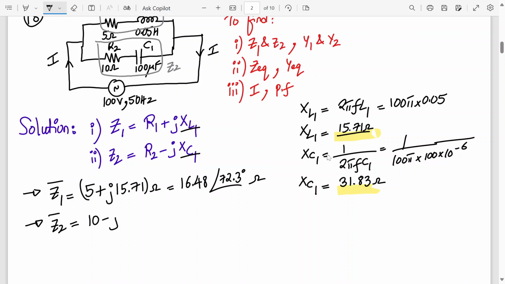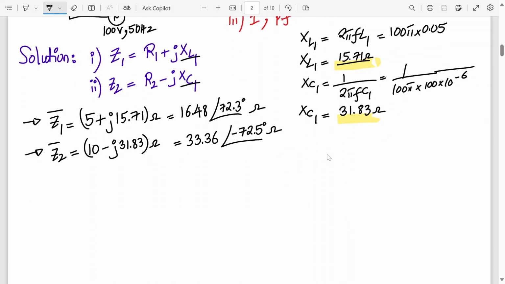Next we calculate the value of Z2. Z2 is 10 minus j Xc1, that is 31.83 ohms. So convert this into polar form. Press shift polar 10 comma minus 31.83. How much did you get? 33.36 at an angle minus 72.5. Okay, that's correct.